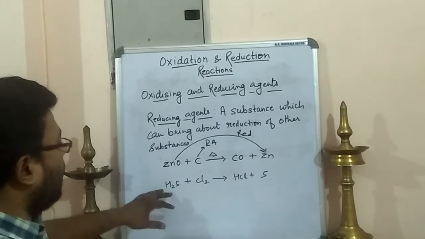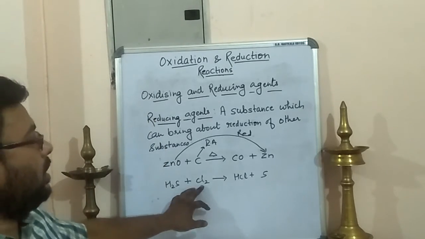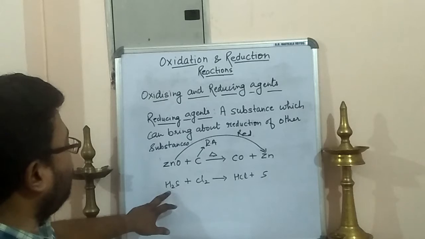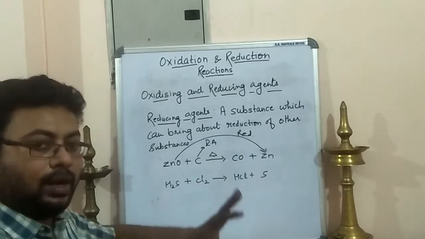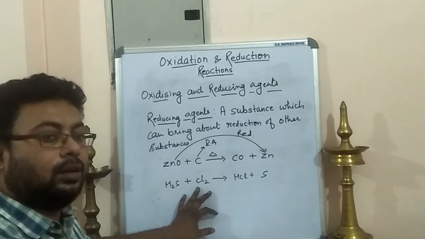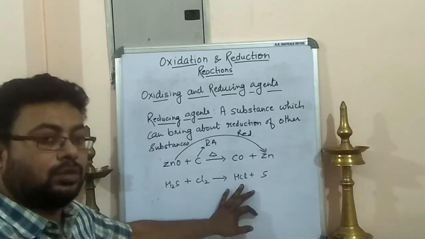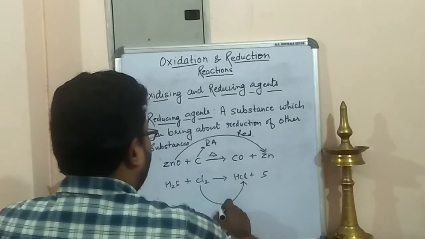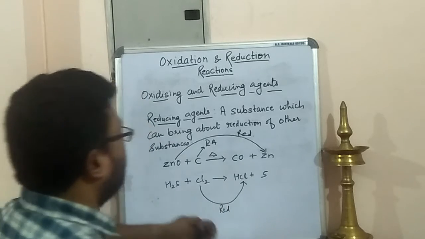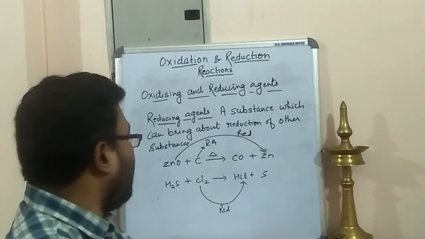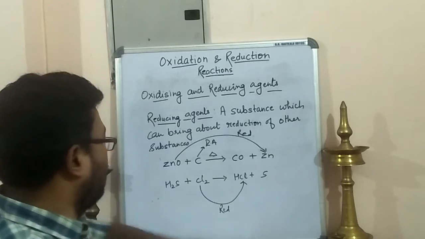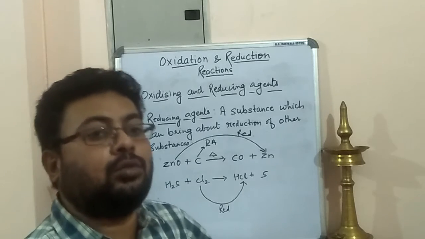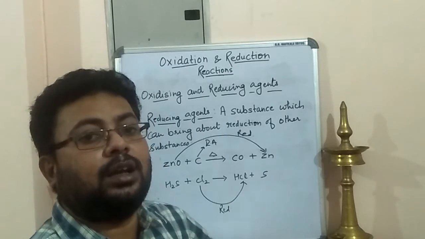Okay. Another example, hydrogen sulfide and chlorine. Now over here what we see is hydrogen sulfide is getting oxidized. Very good. What is happening to chlorine? Chlorine is getting reduced because hydrogen is added to it, isn't it so? So chlorine is getting reduced over here because of the addition of hydrogen. And where has this hydrogen come from? It has come from H2S. So H2S is actually providing hydrogen to chlorine so that it can get reduced.